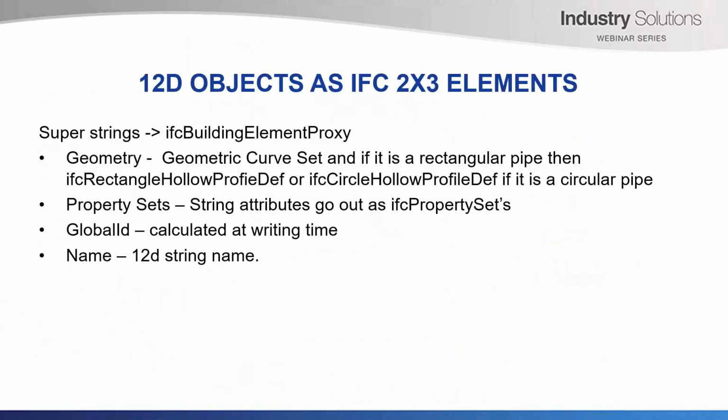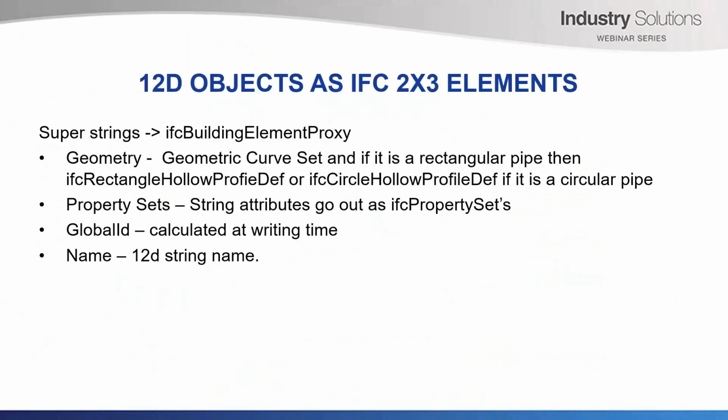Or if it's a circular pipe, we use the IFC circle hollow profile definition, and we basically are pushing that down the geometric curve set. So we can actually put our superstrings out, including whether they're rectangular or circular. The property sets, which you can attach to these things: all our string attributes go out as IFC property sets. So that's what happens to these string attributes.